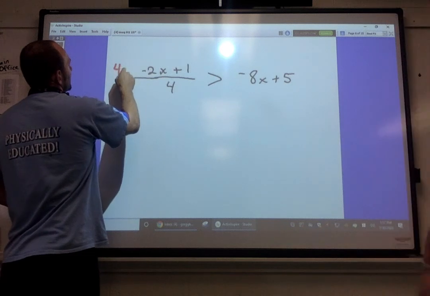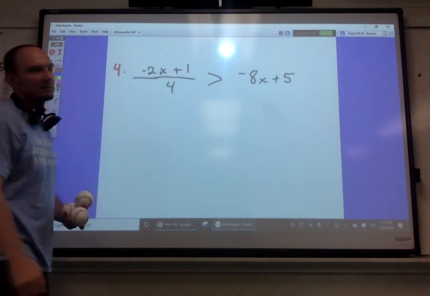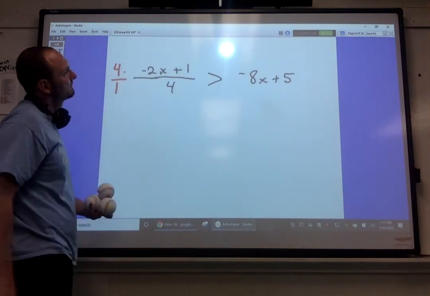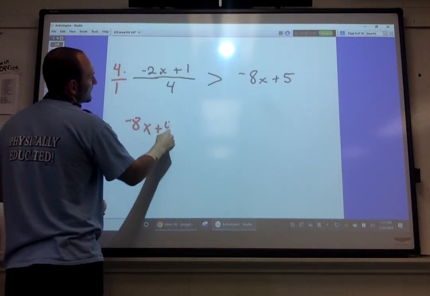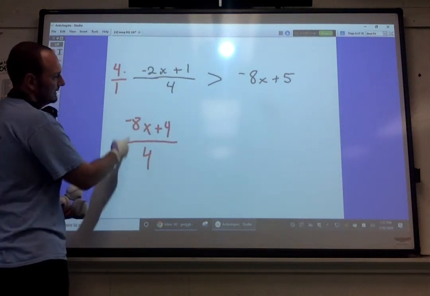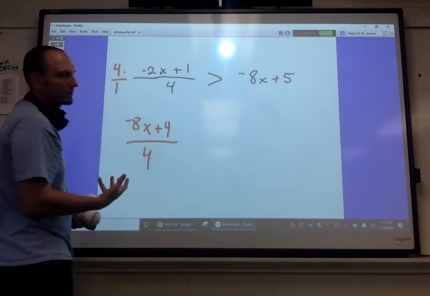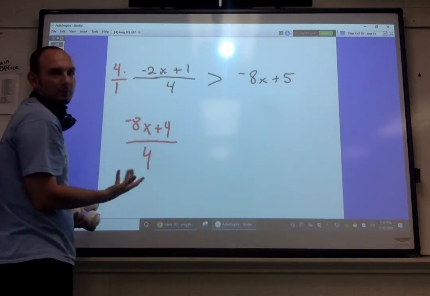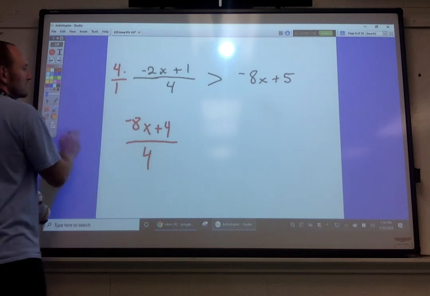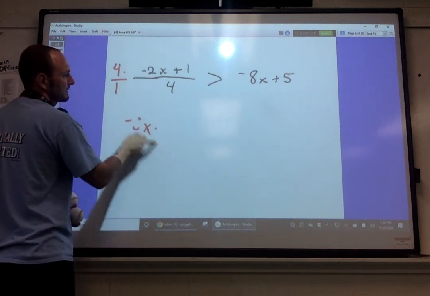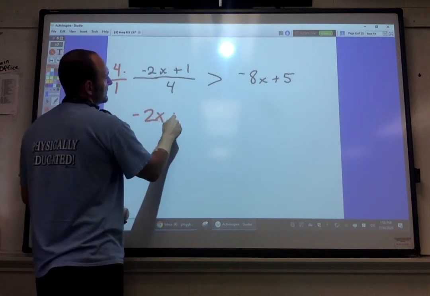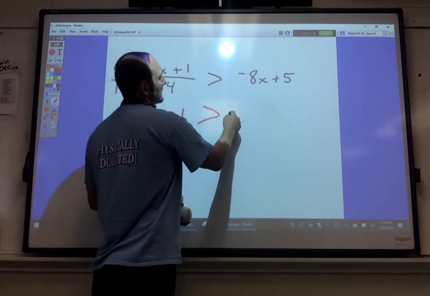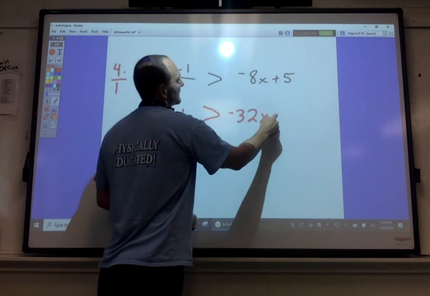Times 4. And the reason this works timesing by 4 is that's 4 over 1. That becomes a negative 8x plus 4 over 4. And each one of those can be divided by 4, and it becomes the numerator itself. So that's kind of why we're just saying multiply by a denominator and it's gone. So we got negative 2x plus 1 is greater than negative 32x plus 20.